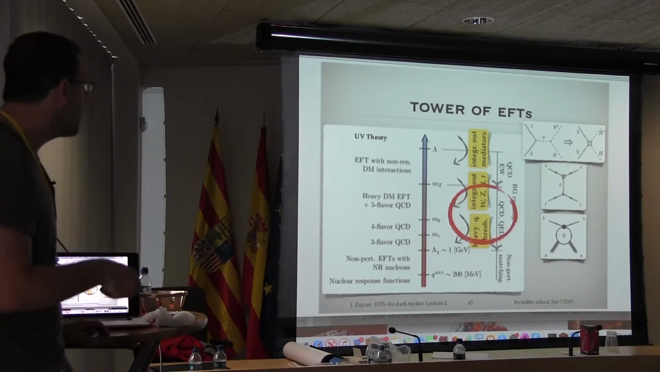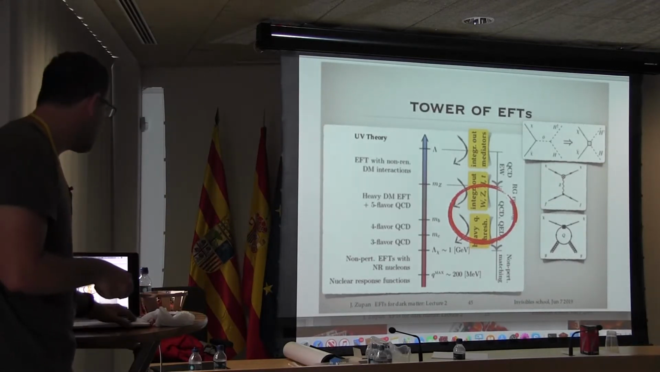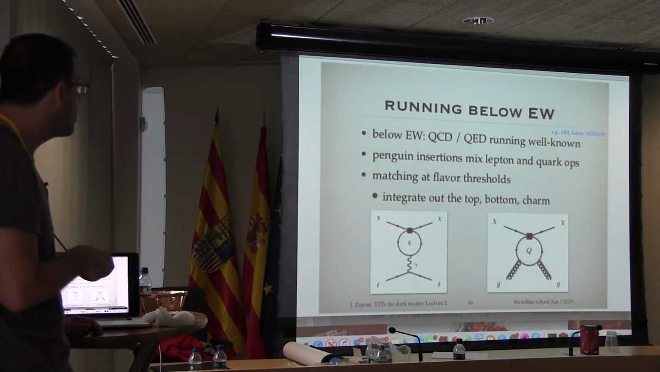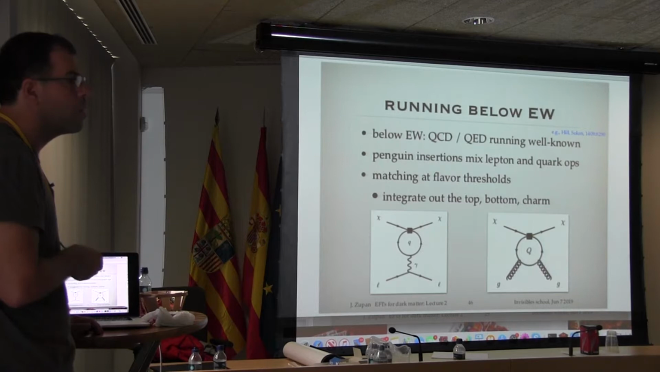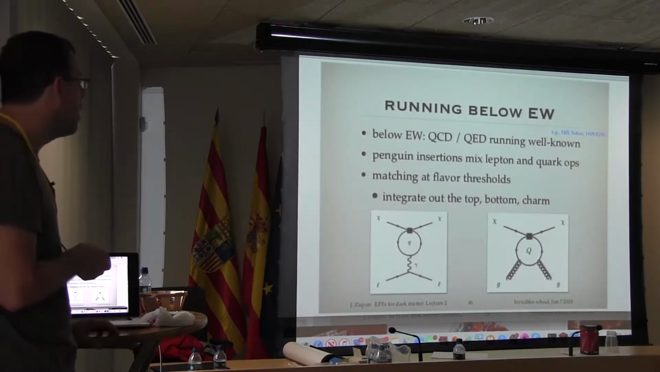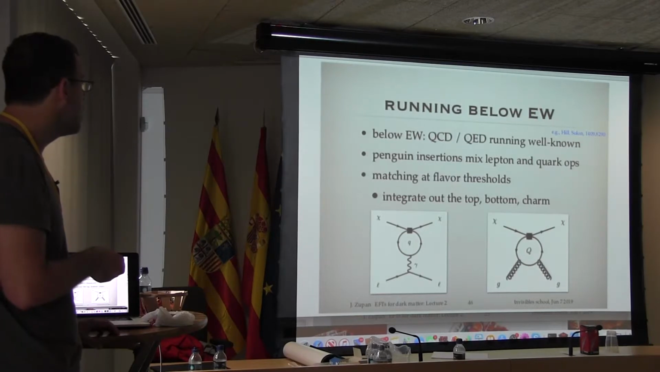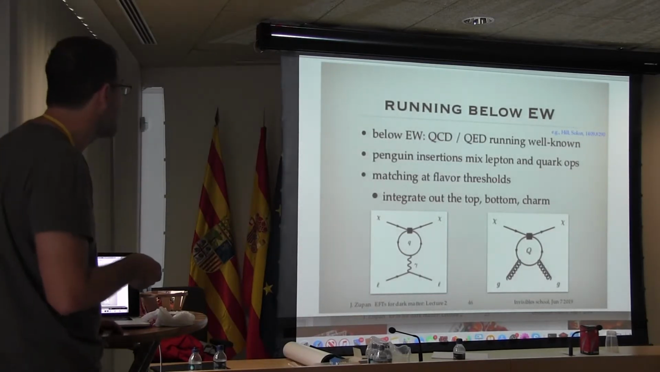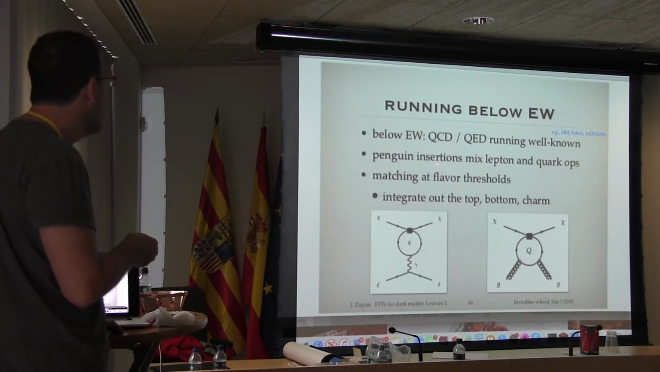The next step now is running below the electroweak scale. This is very simple because you only run the currents. No? So there's nothing to do on the dark matter side. Dark matter side is inert, doesn't have color charges. So this is well known, I don't know, from the 70s, I guess, 80s.